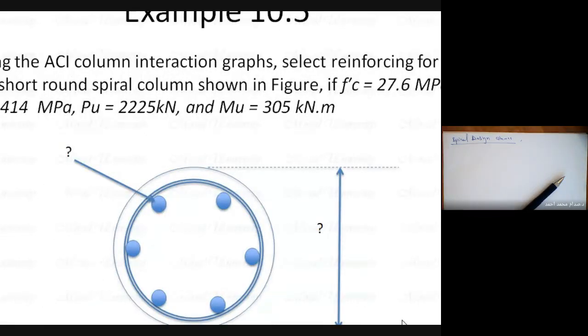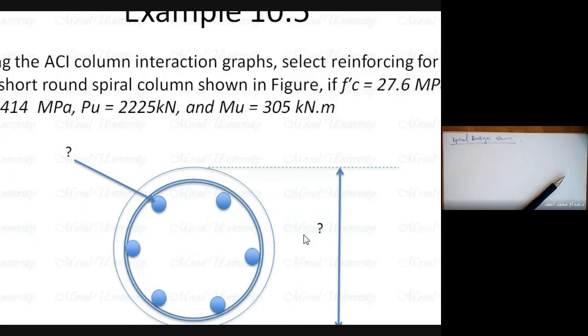In this example, using the ACI column interaction graph, select the reinforcement for the short round spiral column shown in the figure. The figure contains around six main reinforcement bars. The design requires two things: the dimension of the spiral column, as well as the reinforcement size. That's where the question mark is located.